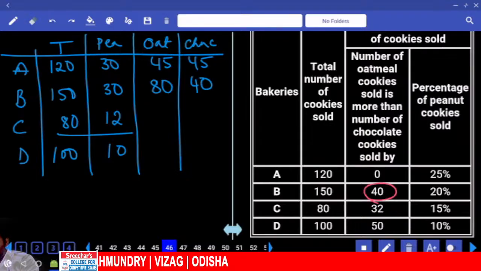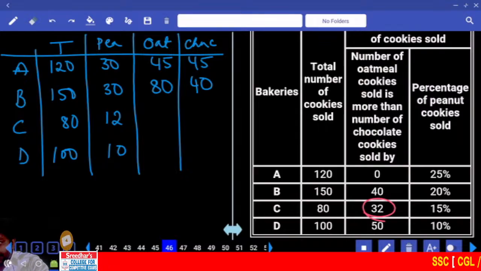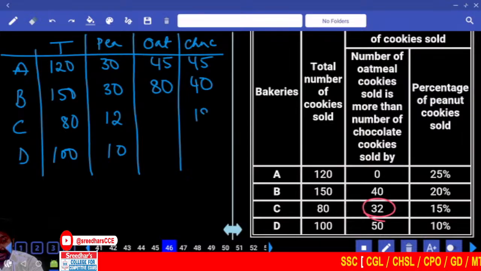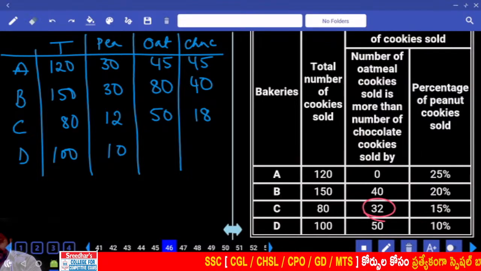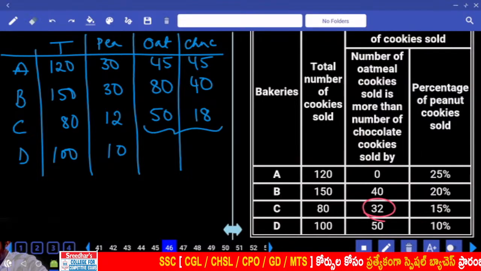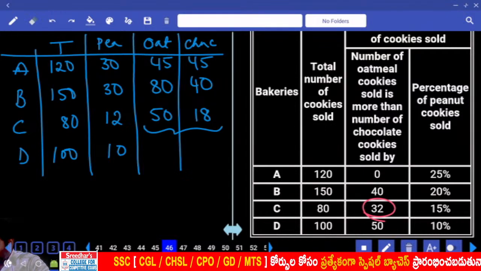Out of 80, 12 is here, remaining 68. And that is 32 more. From 68, subtract 32: 36, equally divided, 18. Now this will be 50, because you know that the sum of these two is 68. Already 18 is there, remaining is 50.